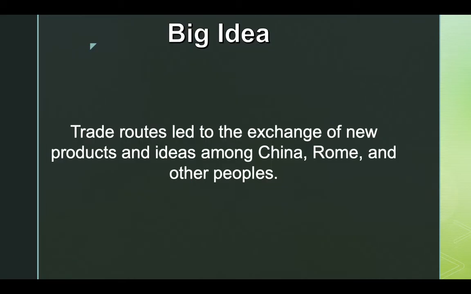The big idea for this section is that trade routes led to the exchange of new products and ideas among China, Rome, and other peoples.